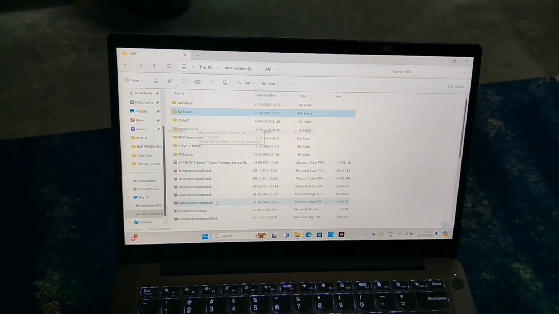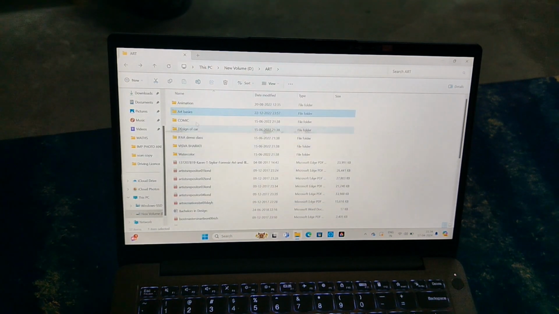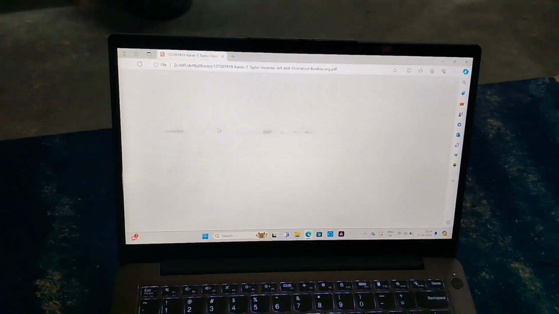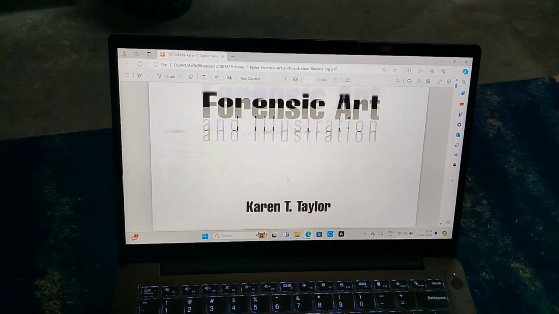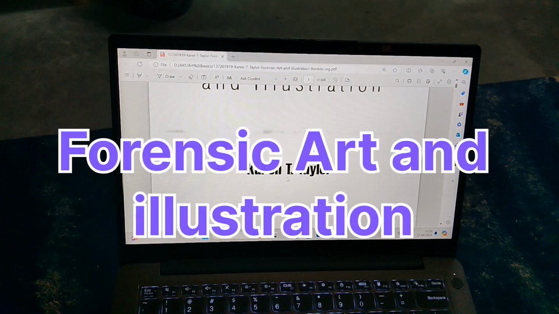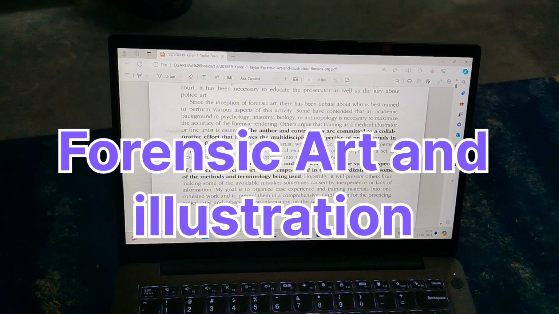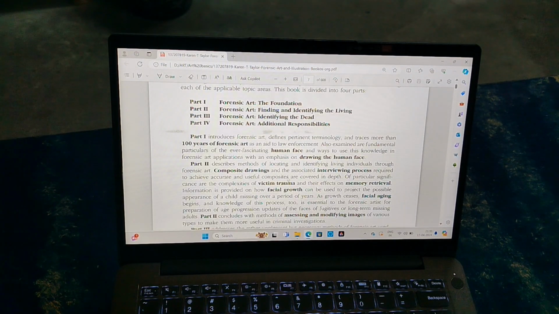This folder which you are able to see, it might be difficult for you to read what the files present here are. These are all different e-books which I had collected, and each of these books had given me inspiration to draw. Like here you can see it's Forensic Art and Illustration written by Karen T. Taylor. So this book particularly talks about the foundation and finding and identifying the living.